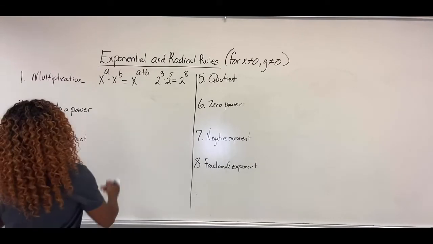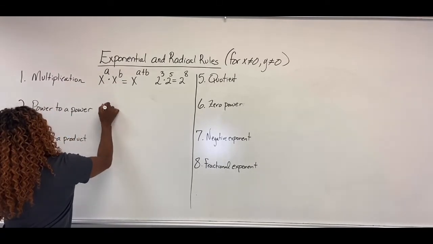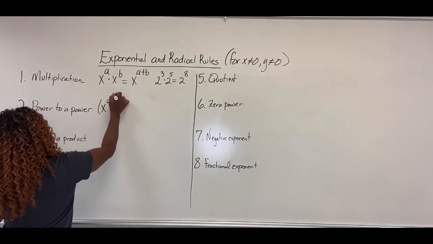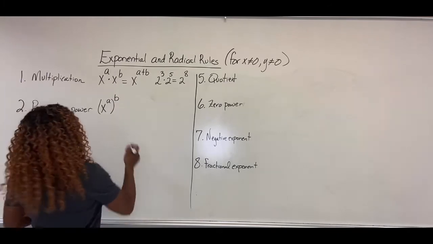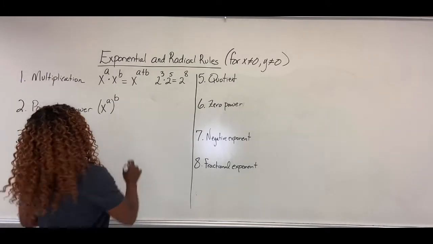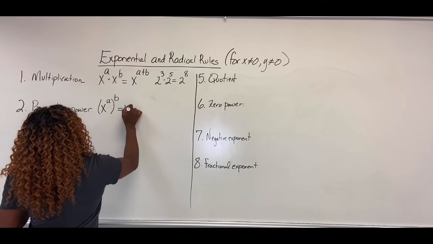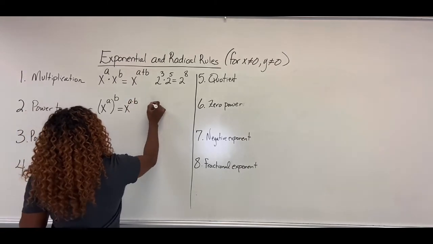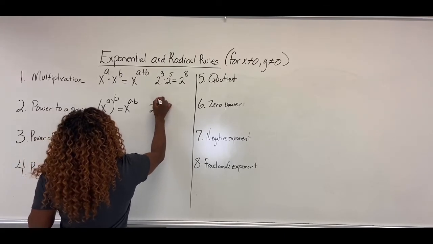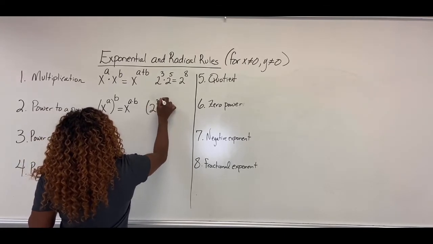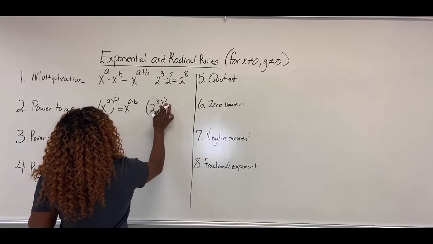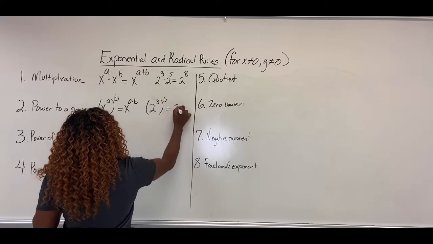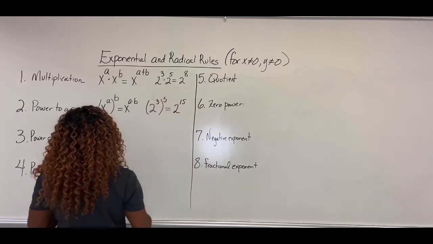A power to a power looks like this. We've got the base x to the a power, and that is raised to the power of b. The rule states that you multiply those. So it will be x to the a times b power. An example, if we've got 2 to the third power, and that's raised to the fifth power, a power to a power, it becomes 2 to the 3 times 5, which is 2 to the 15th power.